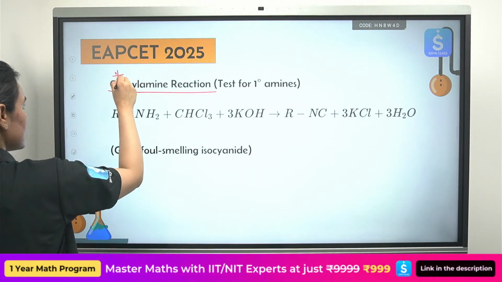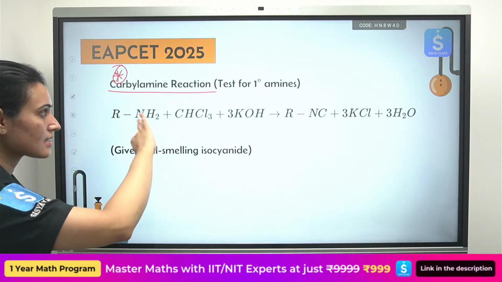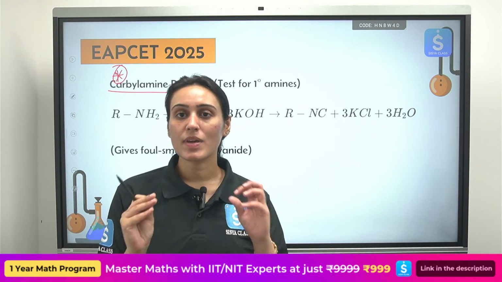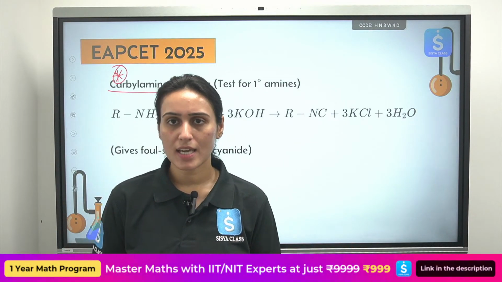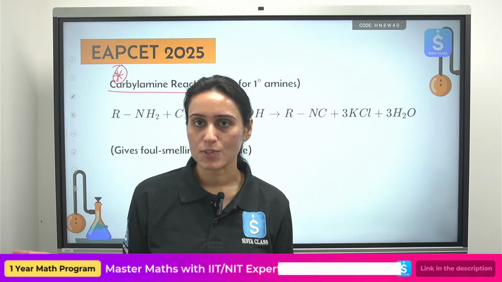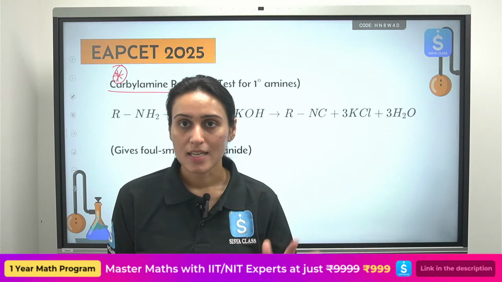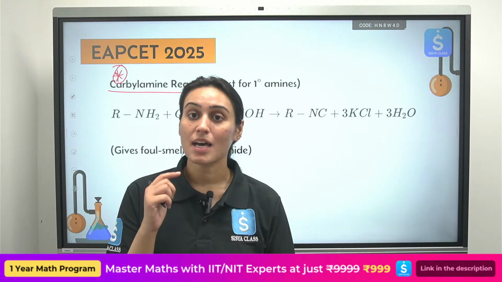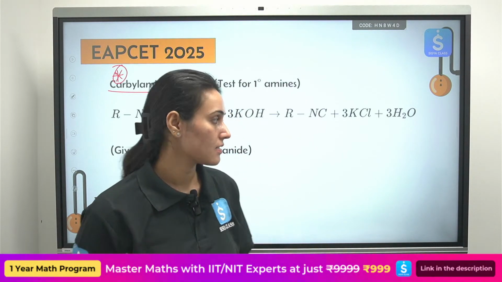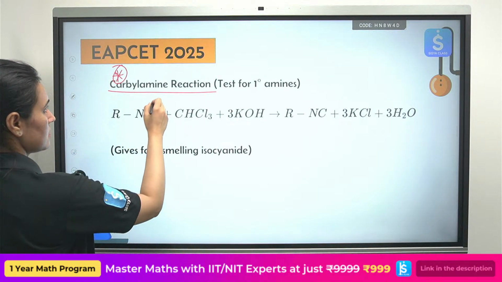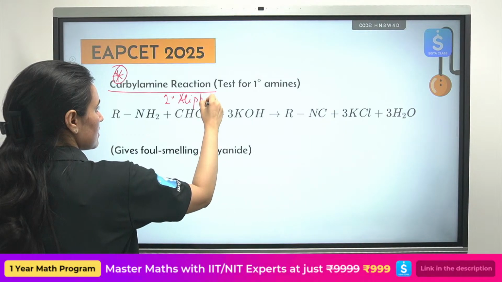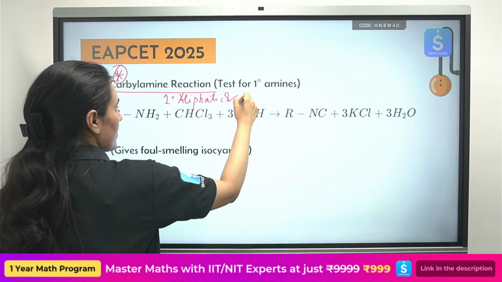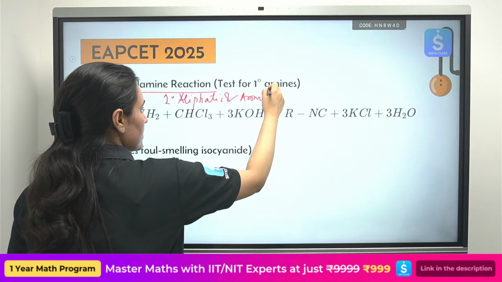Carbylamine reaction. Why is this important? This is the method by which you can identify whether 1 degree amine is present in your unknown sample. You want to differentiate between primary, secondary, and tertiary amine. You want to do a test. You can do carbylamine reaction. This carbylamine reaction is only given by 1 degree aliphatic and aromatic amine. Both of them, yes.